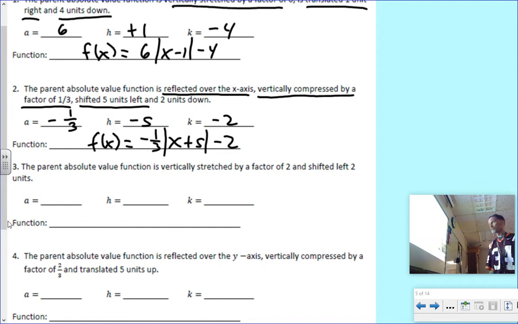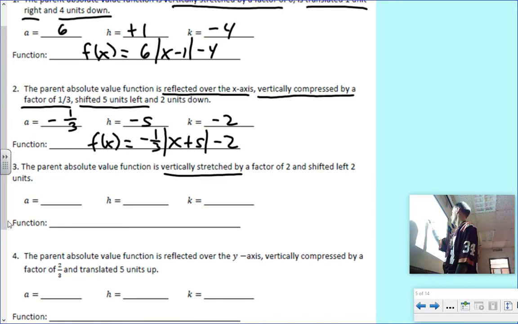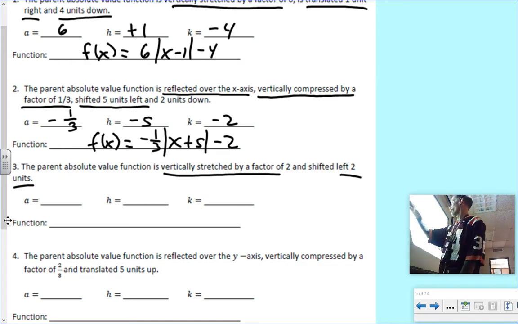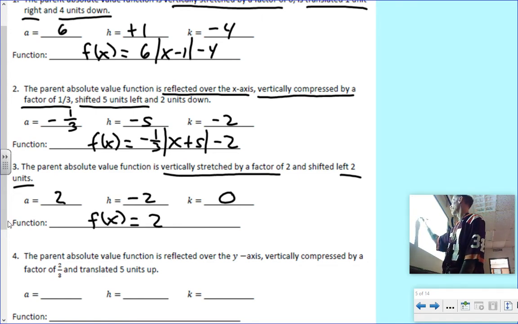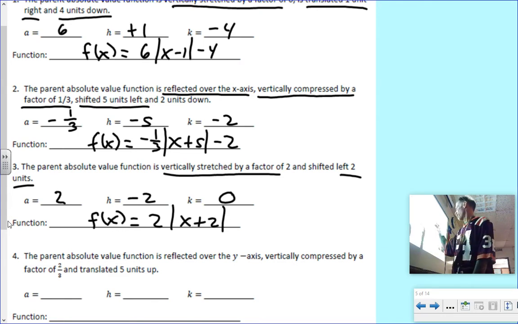Number 3, there's only 2 things going on. Vertically stretched and 2 left. So vertically stretched, a is 2, there's no reflection going on. 2 left, so h is -2. There is no k, so it's just 0. So this function would just be 2 absolute value of x plus 2. If you wrote plus 0 on the outside, it's fine, but since it's 0, we don't need to worry about writing it.